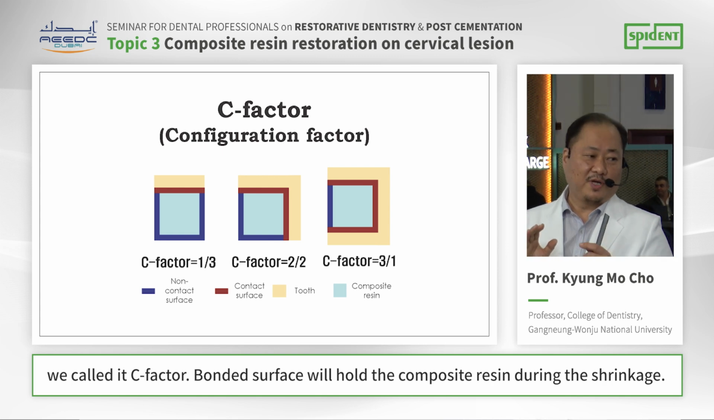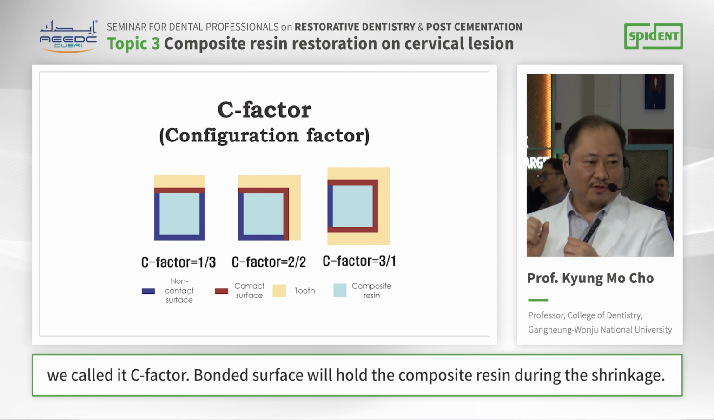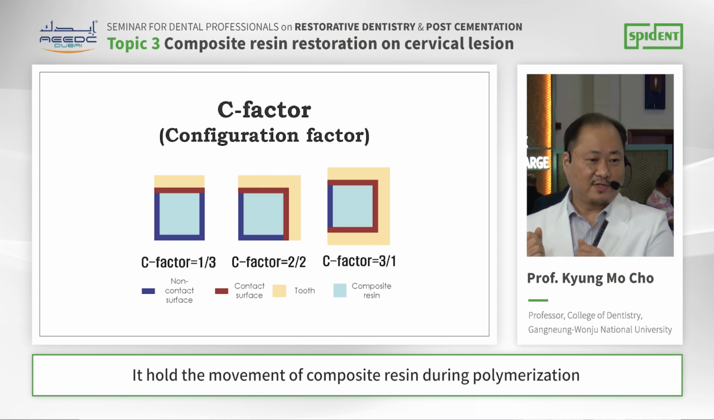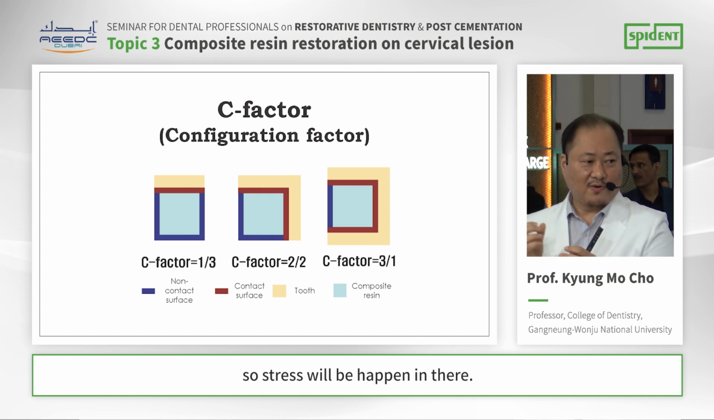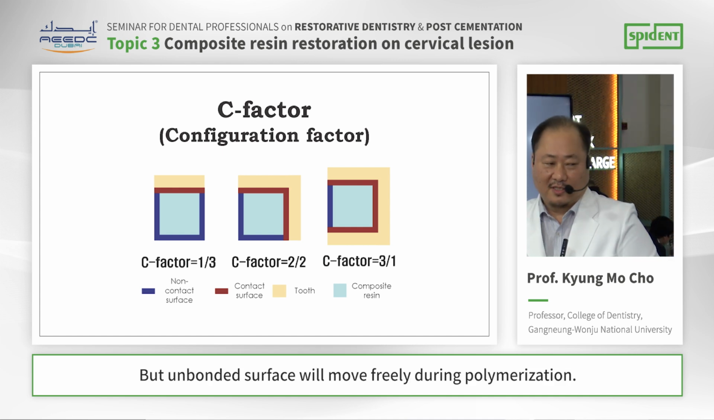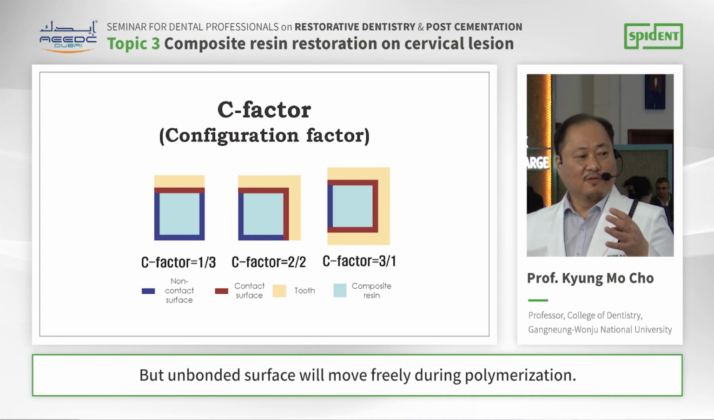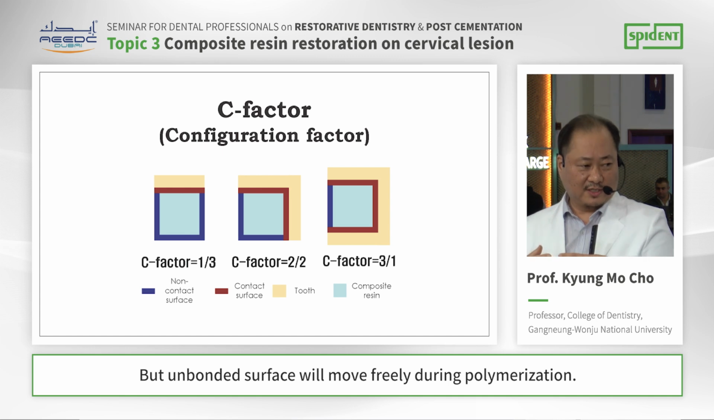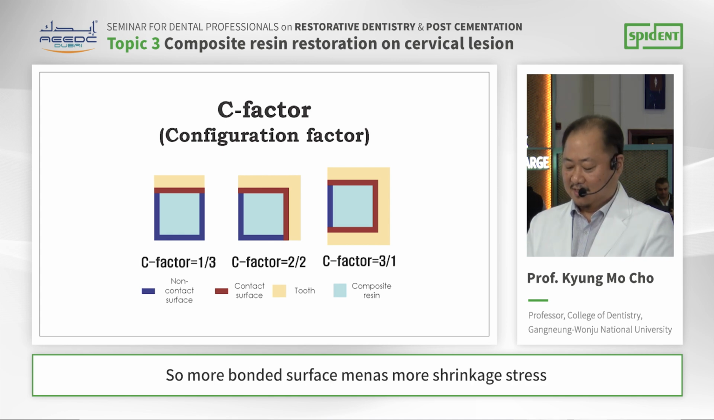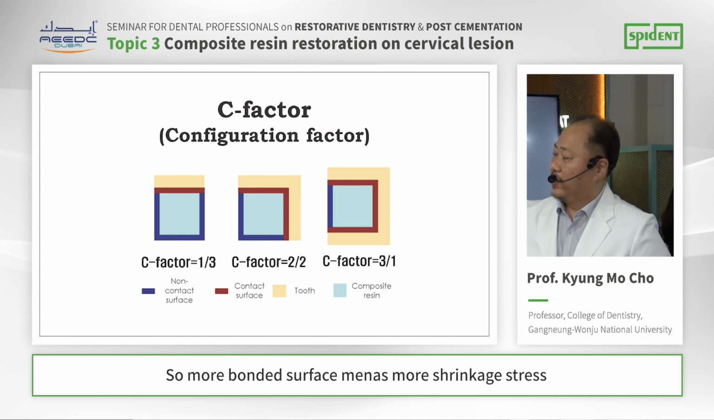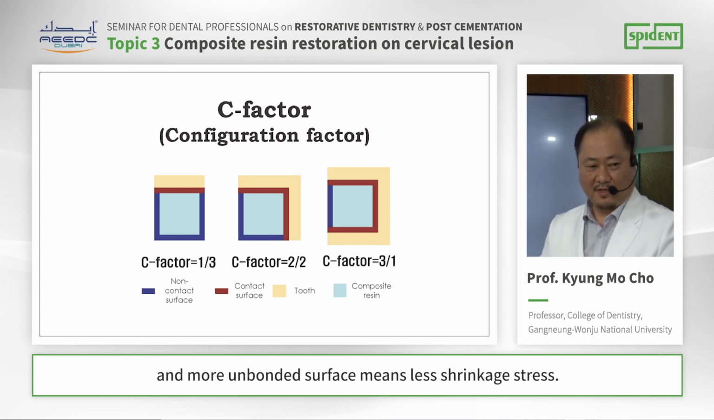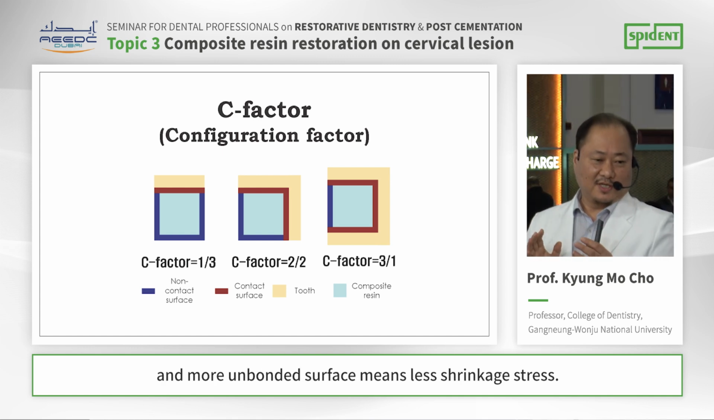The bonded surface will hold the composite resin during the shrinkage. It holds the movement of the composite resin during polymerization, so stress will happen there. But the unbonded surface will move freely during polymerization, so there is no stress, and it can relieve the shrinkage stress. So more bonded surface means more shrinkage stress, and more unbonded surface means less shrinkage stress.